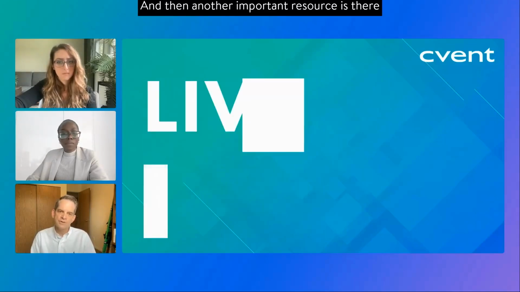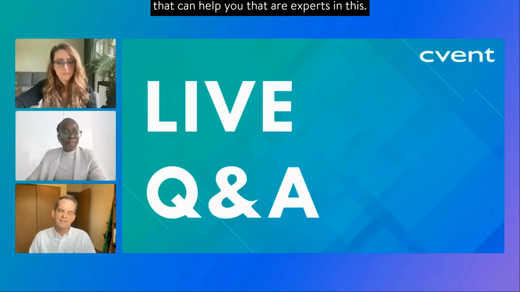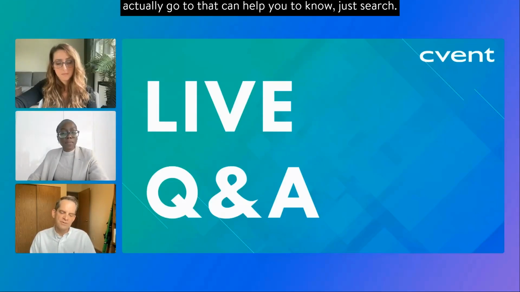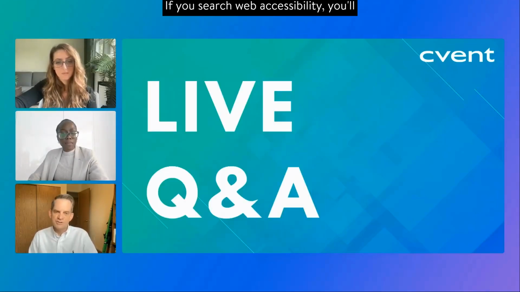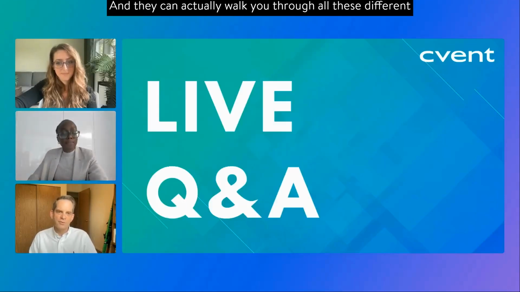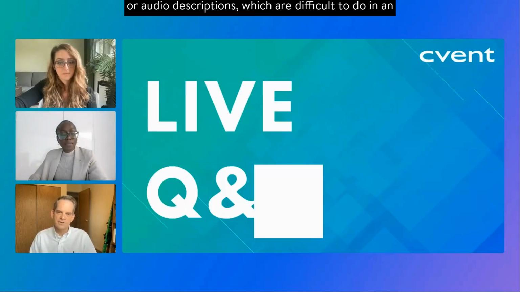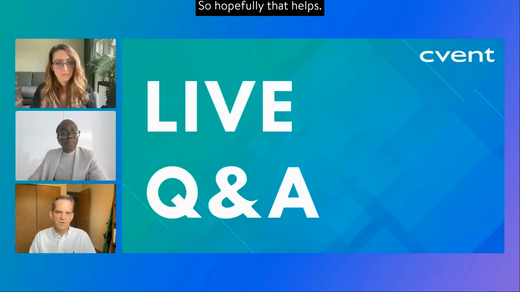And then another important resource is third-party providers that can help you that are experts in this. We provide some of it to make it easy. Providers out there that you can actually go to, just search web accessibility, you'll find some great ones out there. And they can walk you through all these different types and produce things like audio tracks in another language or audio descriptions, which are difficult to do in an automated way. So we haven't done them yet ourselves. So hopefully that helps.